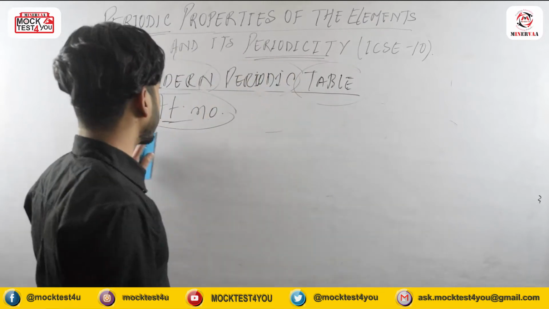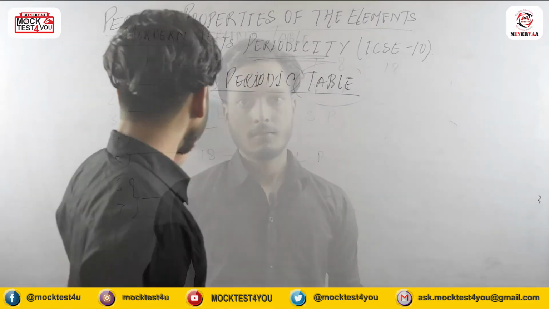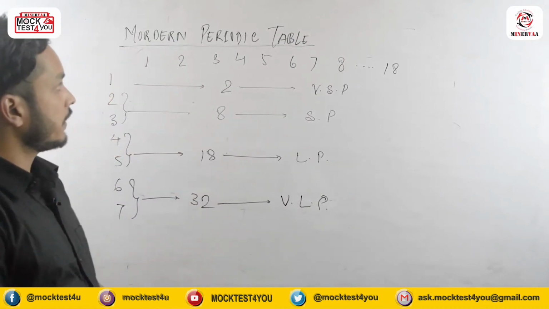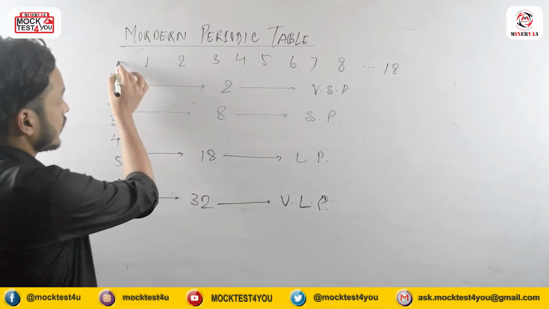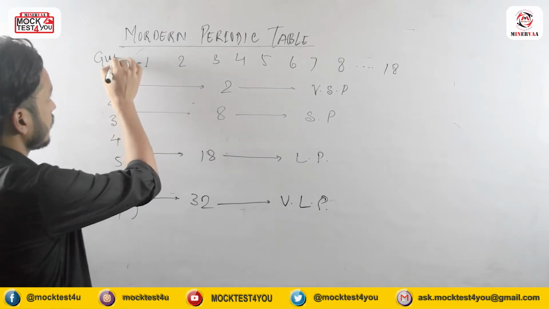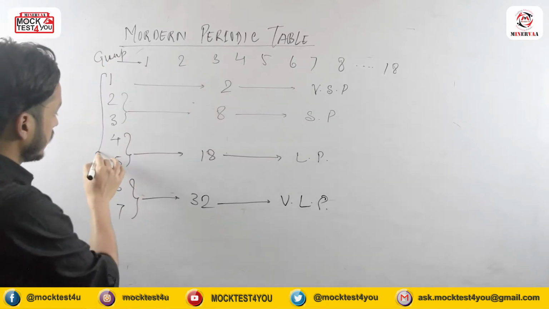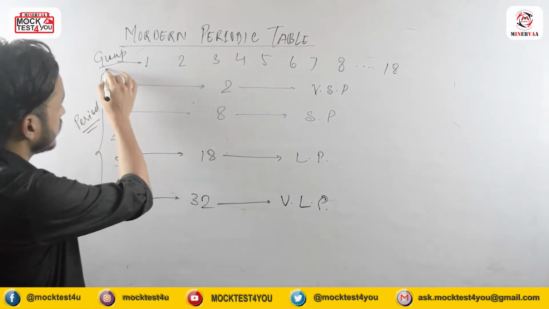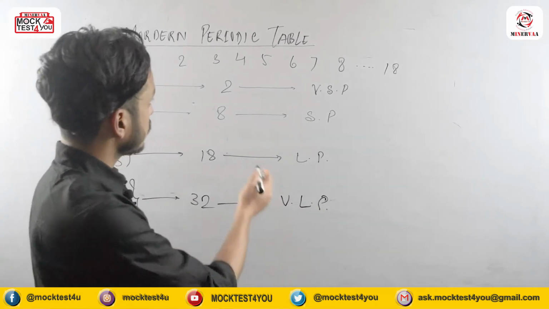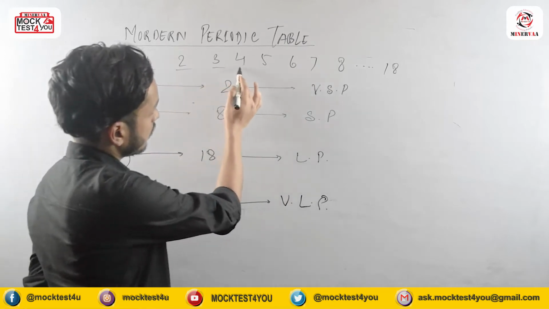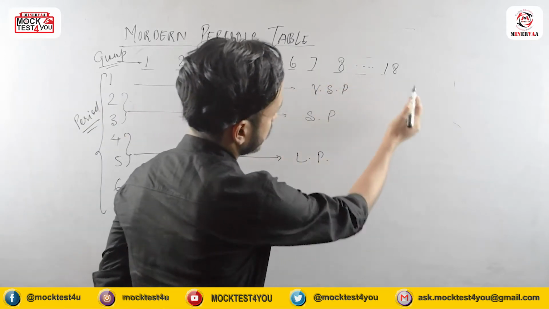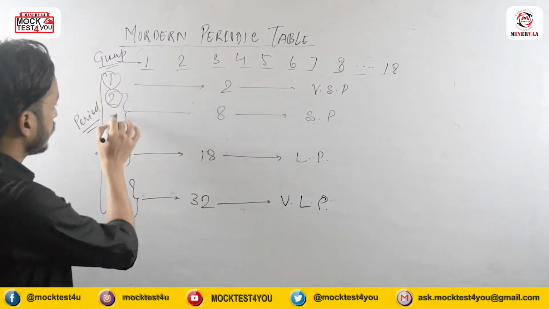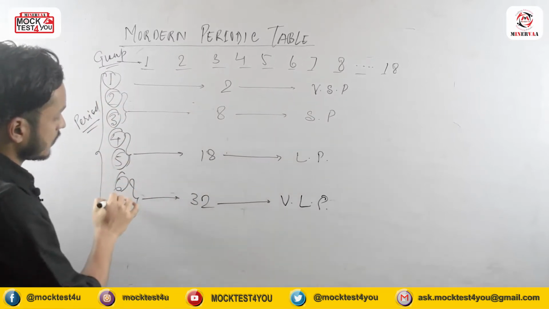So now we will understand about the modern periodic table. As you can see, in the modern periodic table there are 18 groups. This side is called group, and this side is called period, right? So there are 18 groups in the modern periodic table, and there are 7 periods: 1, 2, 3, 4, 5, 6 and 7.